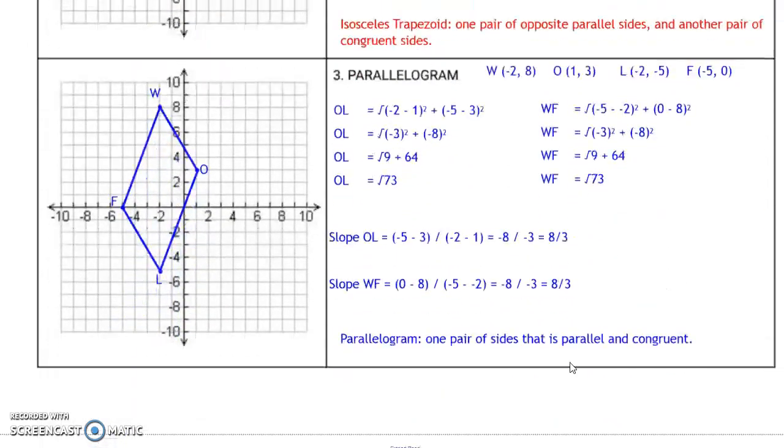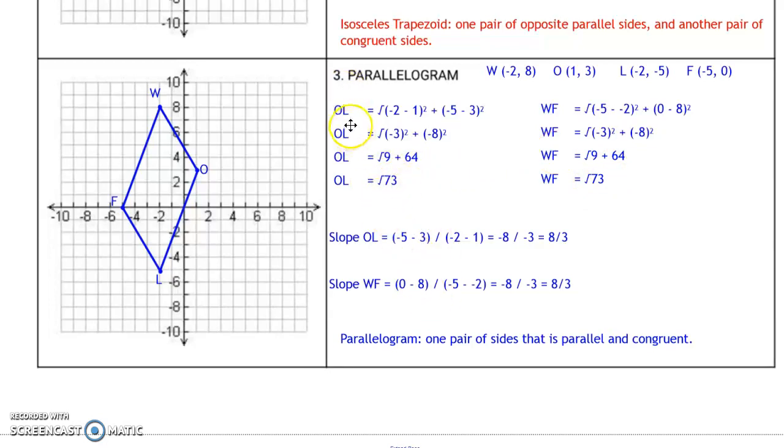For number 3, we asked for a parallelogram. This was my parallelogram, WOLF. I know it's a parallelogram because it's got one pair of sides that's both parallel and congruent. Here's the proof for congruent. Like I said before, it doesn't matter what the decimal form is of this square root. As long as this says square root of 73 and this says square root of 73, they are congruent.